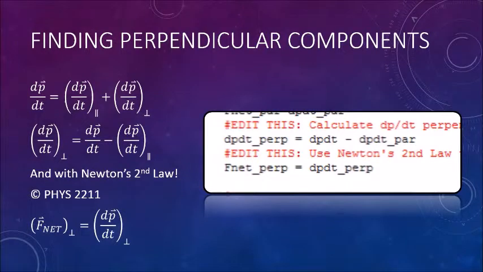Perpendicular is simpler. Since dp/dt is the sum of dp/dt parallel and perpendicular, dp/dt perpendicular equals dp/dt minus dp/dt parallel. This value will give relative direction change relating to the curvature of the elliptical orbit. Once more, F net perpendicular equals dp/dt perpendicular. This is the coded version.